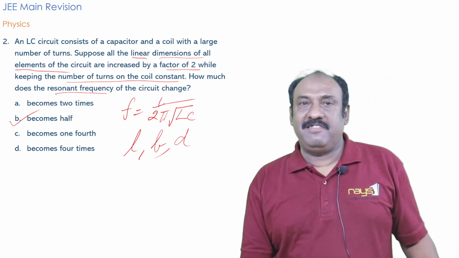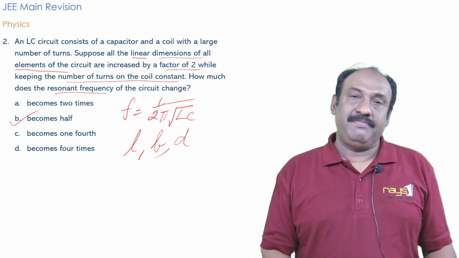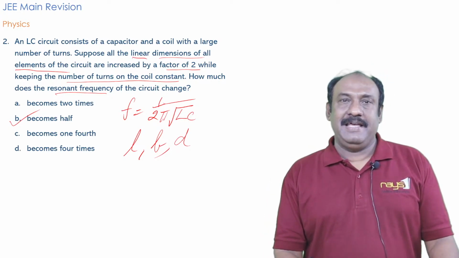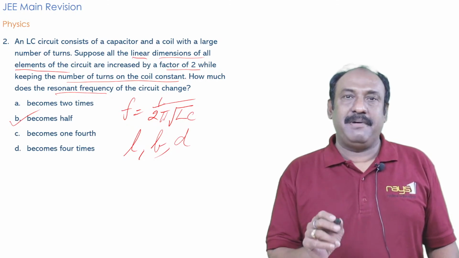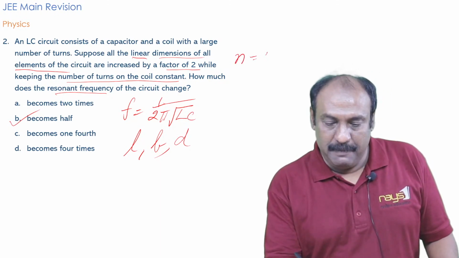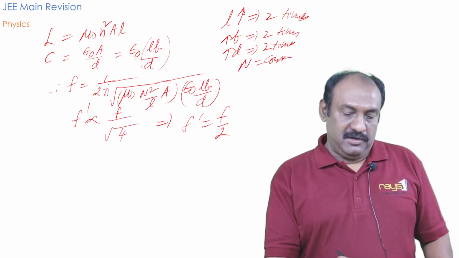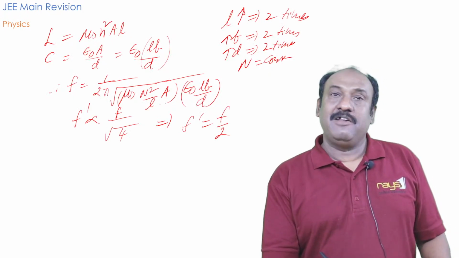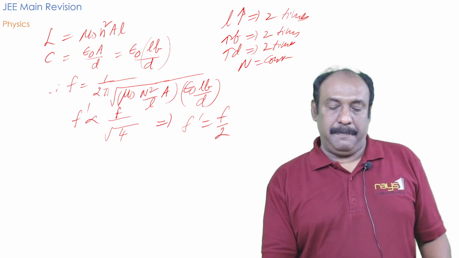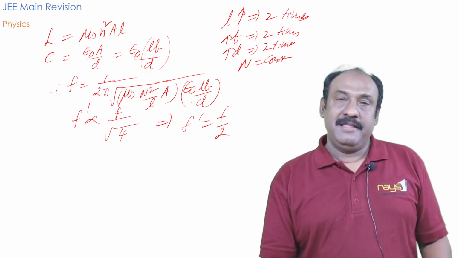So once again, for LC oscillating circuit, the resonant frequency F equal to 1 by 2 pi root of 1 by LC. Here self inductance of the coil is mu naught n square A into L, where small n is number of turns per unit length. So in place of small n, it is replaced as capital N by L. So due to that, inductance is mu naught into N square by L square into L, L gets cancelled. From this, mu naught into N square A by L. Capacitance of the circuit is epsilon naught into A by D, in place of A I write L into B by D.